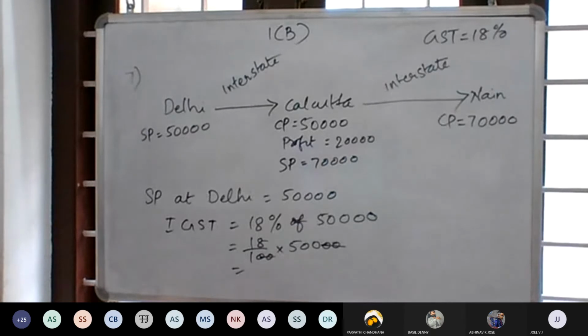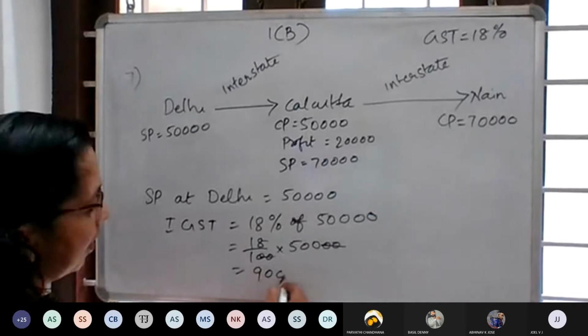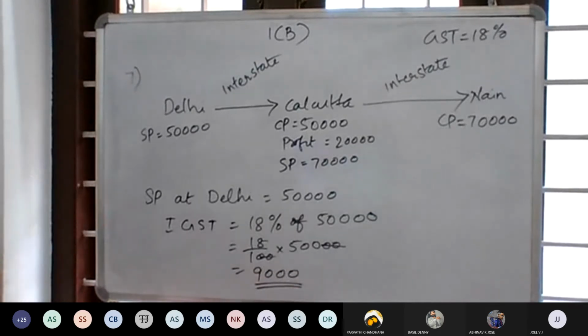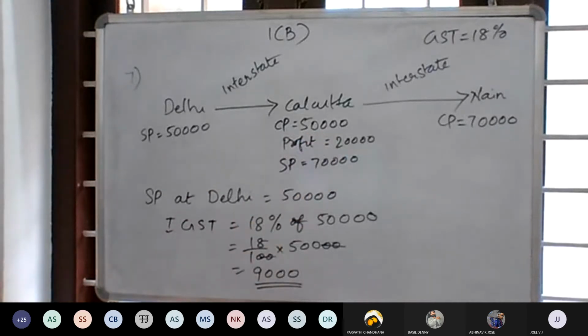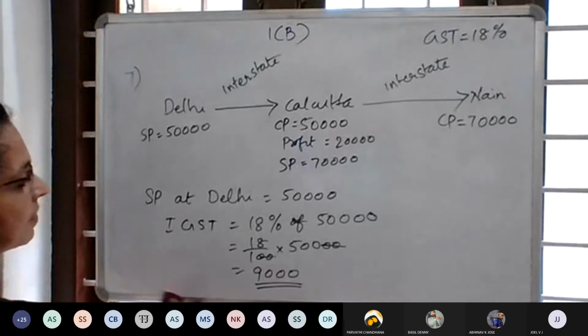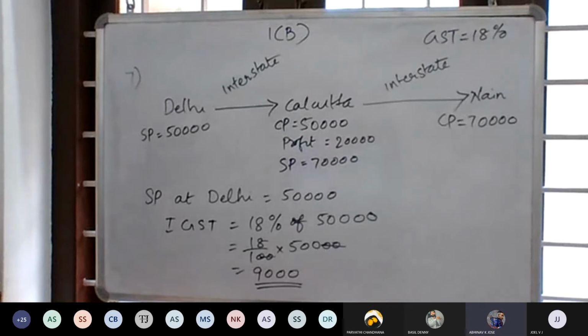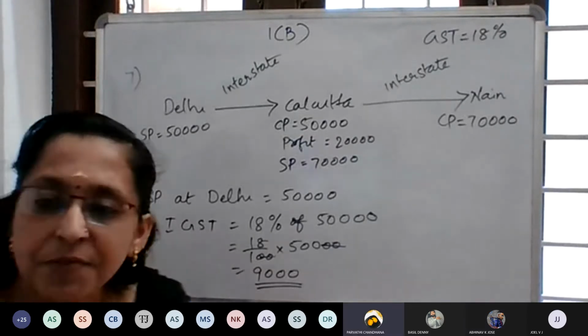Answer: 9,000. Next we want to write CP at Calcutta. Then only we can find SP at Calcutta. Up to this, is it completed? Yes, ma'am, completed.